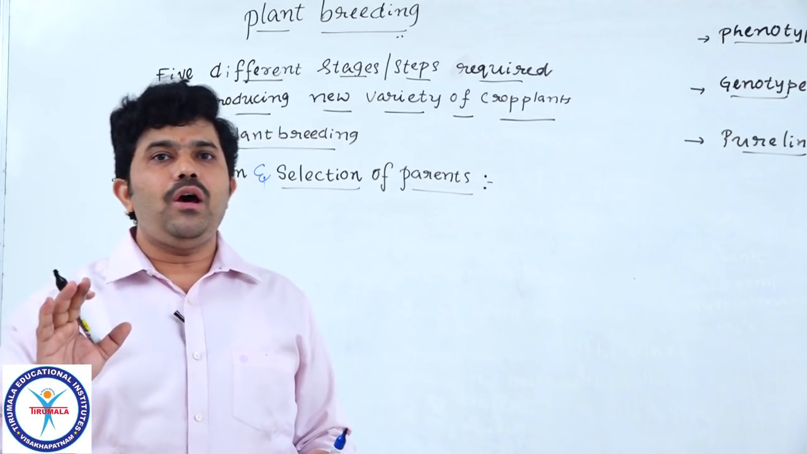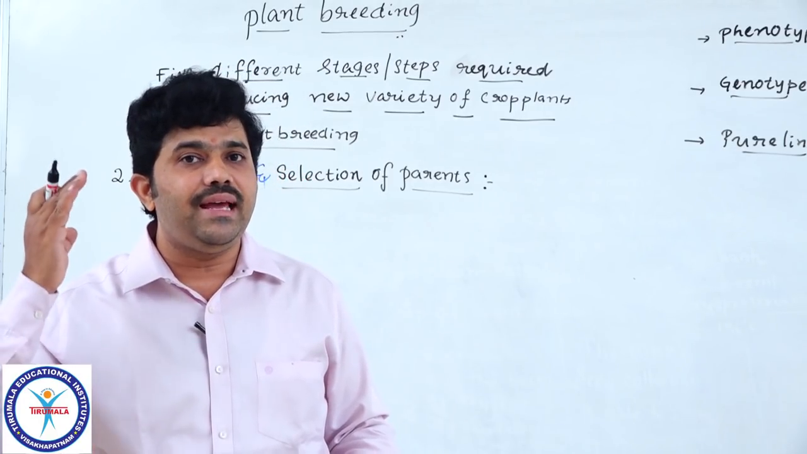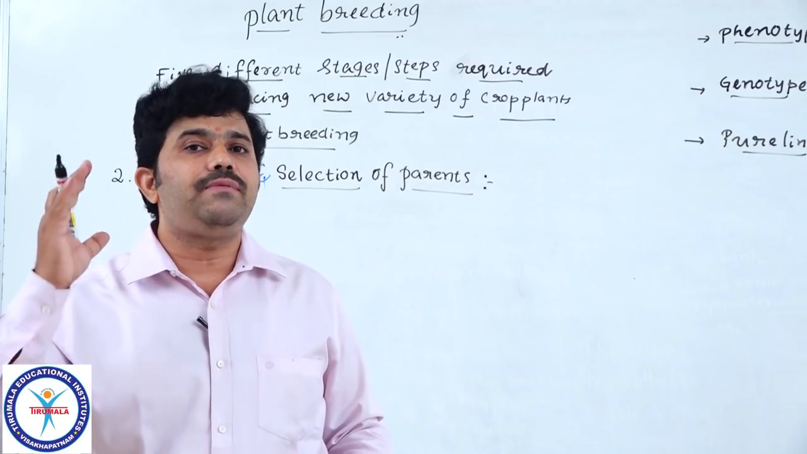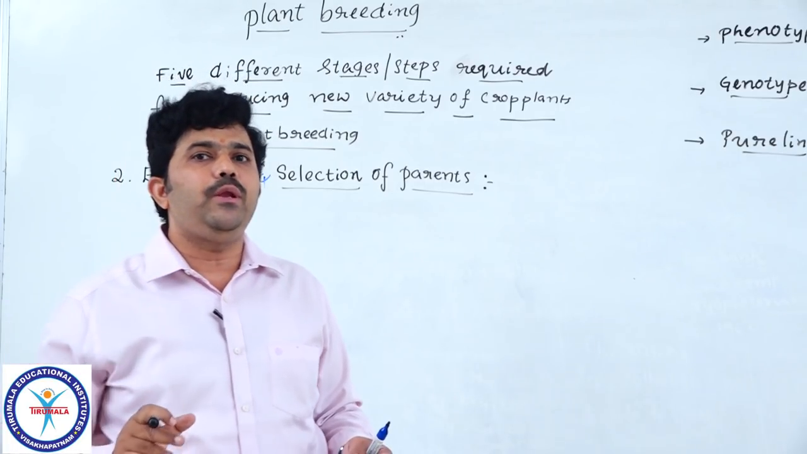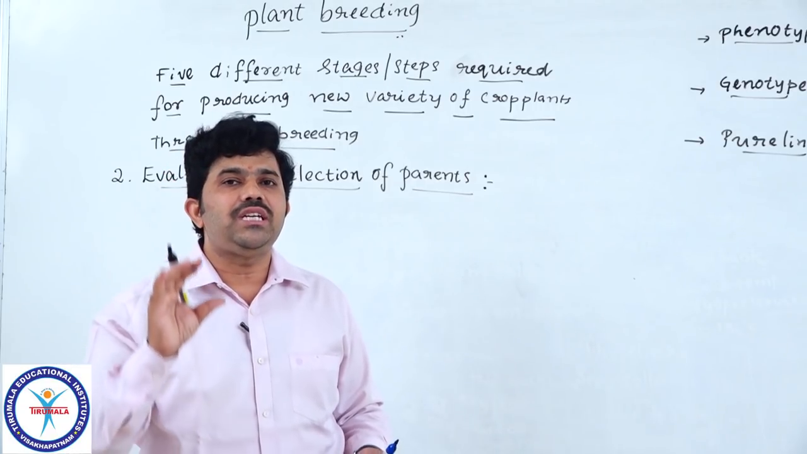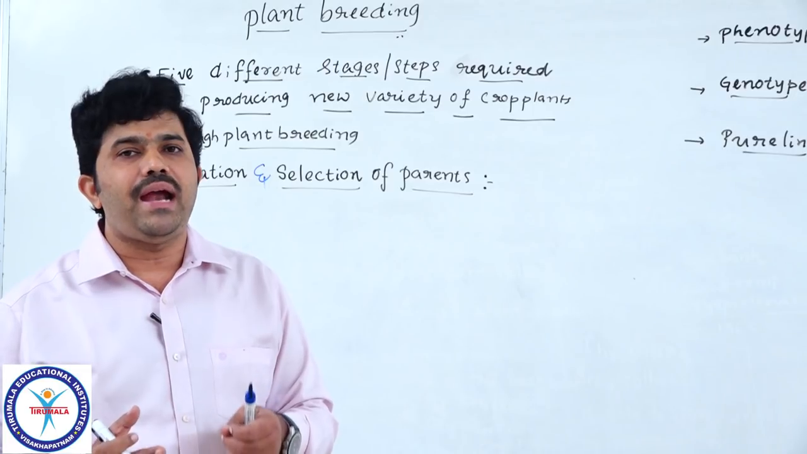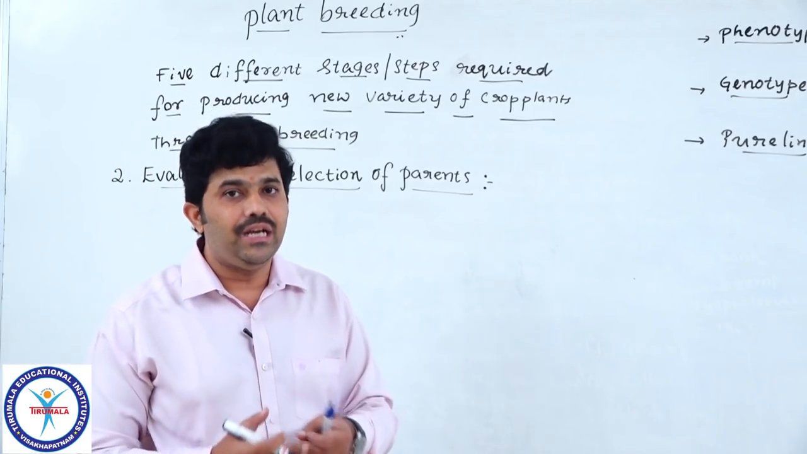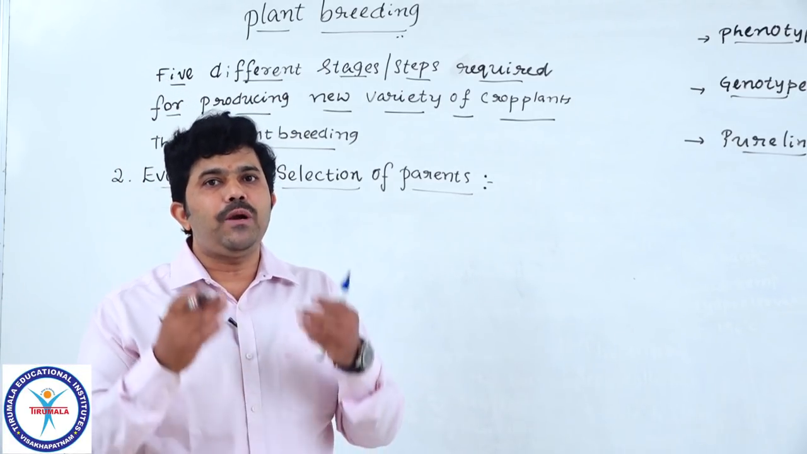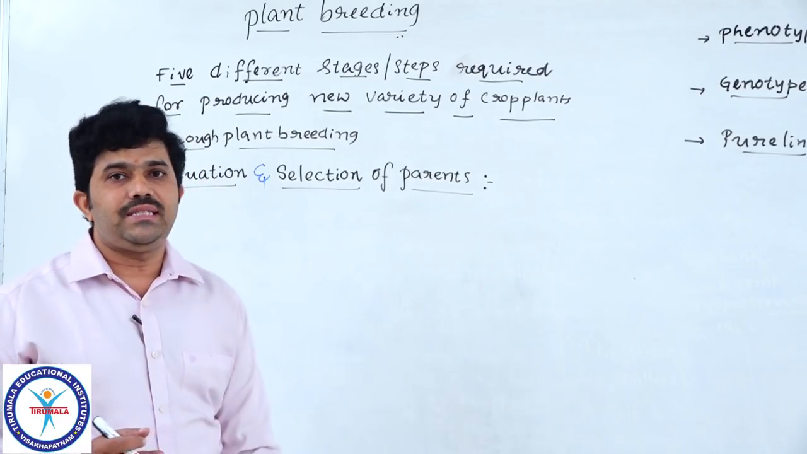Better, or a combination of characters, or desirable characters. What desirable traits do we need? You identified phenotypically that particular plants, you collected one or more than one different types of plants, you selected, you evaluated. That particular program is called evaluation and selection of parents.